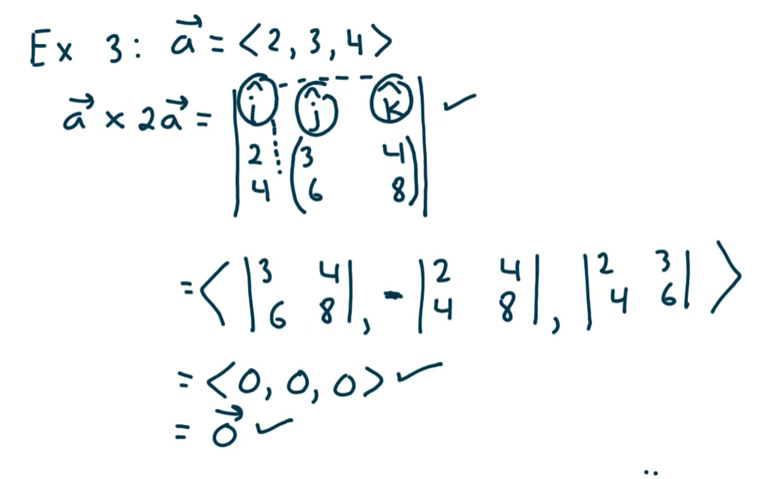So if you notice, if one row is a scalar multiple of another row, and you take the cross product of those two vectors, you're going to get the 0 vector the whole time.